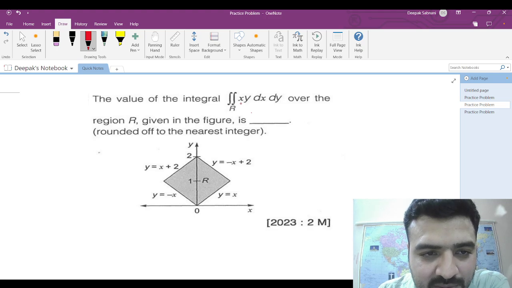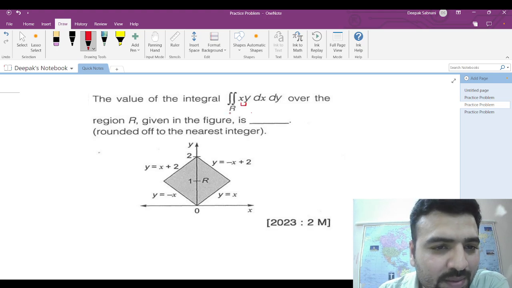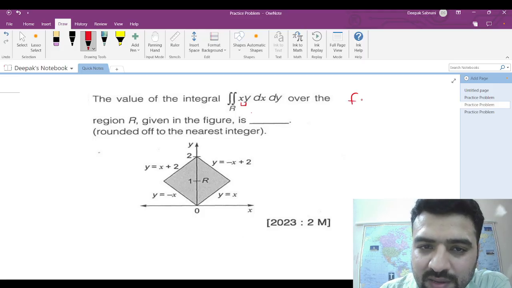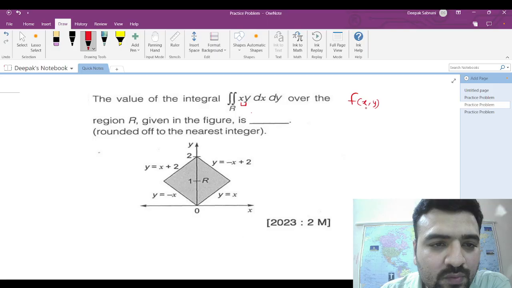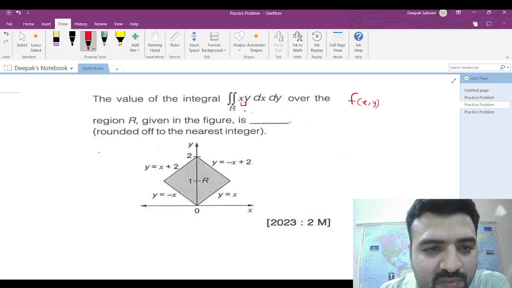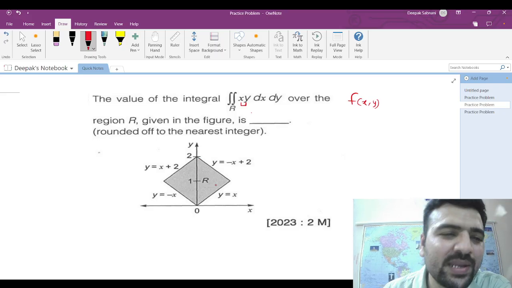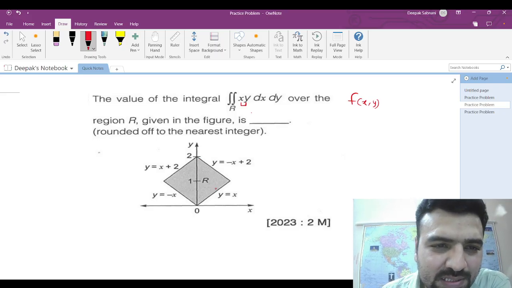You can see the multivariable function xy is given here, okay? And as it is a multivariable function, f of x comma y, its domain is actually a plane. For single variable integration, the domain is a line. For a multivariable function, the domain is a plane. You can see a plane is given. This plane is formed by four lines.